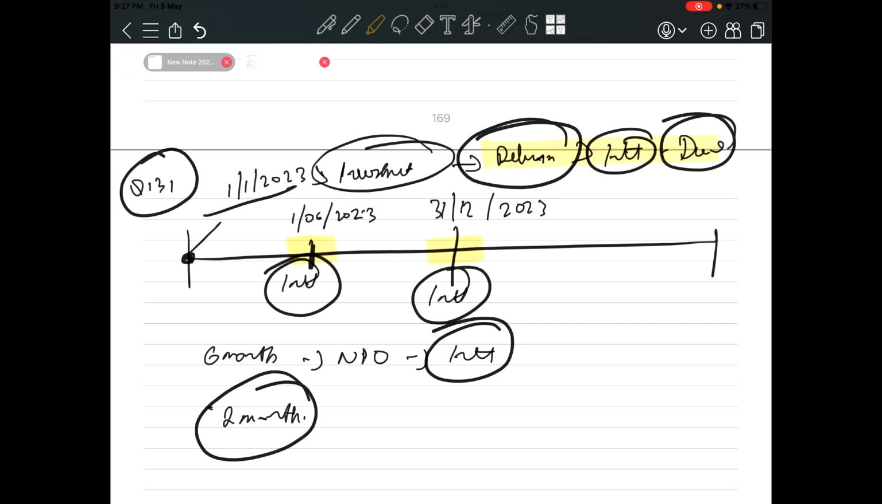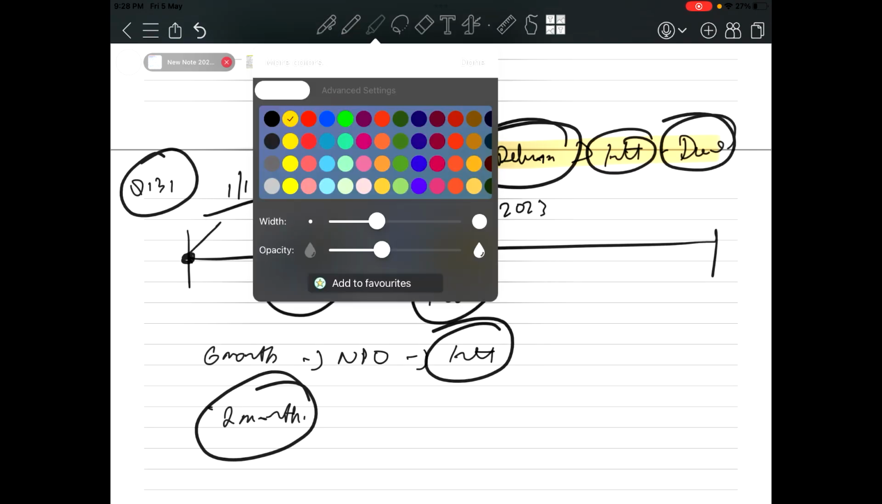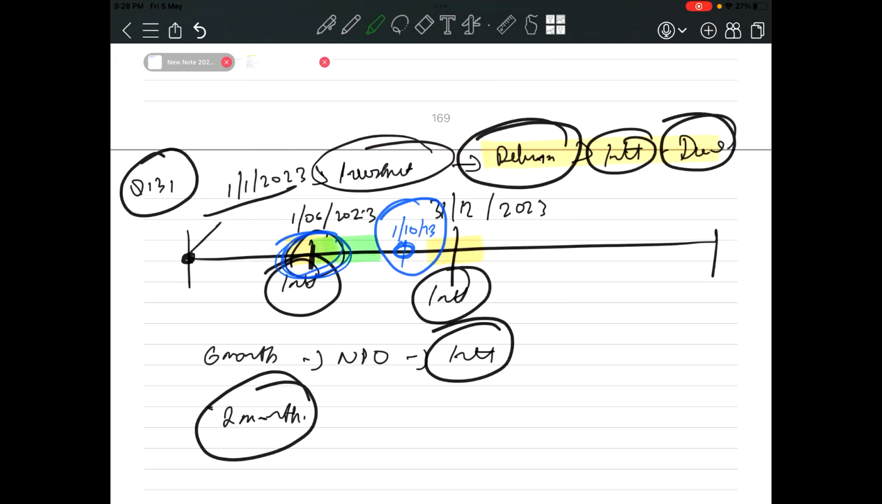Now say for example, in this case, interest was to be received at this point, but the company did not receive interest at this point. The company received interest on, say for example, 1 October 2023. The company received interest at this point. Now see, during this period, the organization had already received interest.